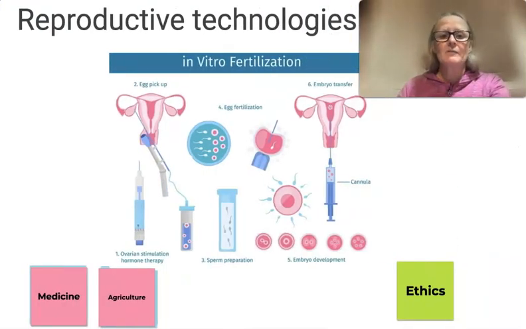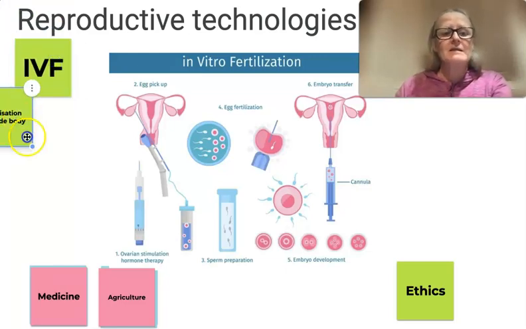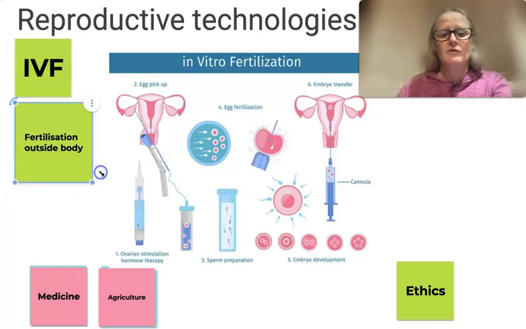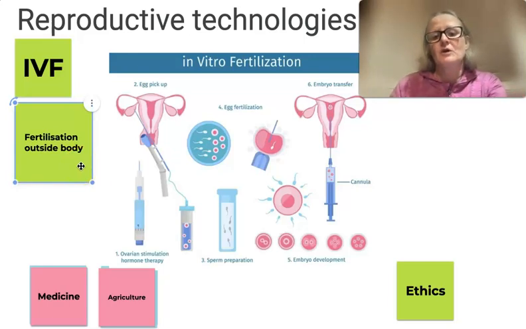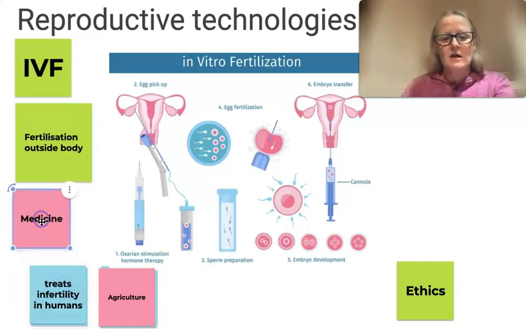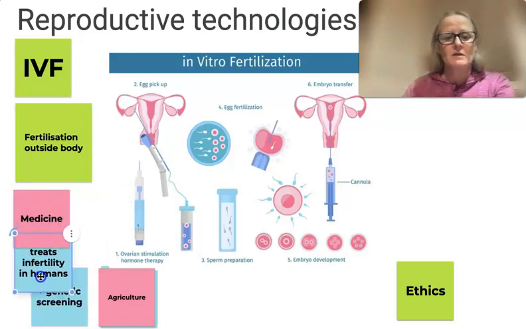Let's look at our next example, which is looking at the reproductive technology of in vitro fertilization, or IVF. And this is different to AI, artificial insemination, because the fertilization takes place outside of the body. In vitro literally means in glass. There are medical applications for this. We can treat infertility in humans.